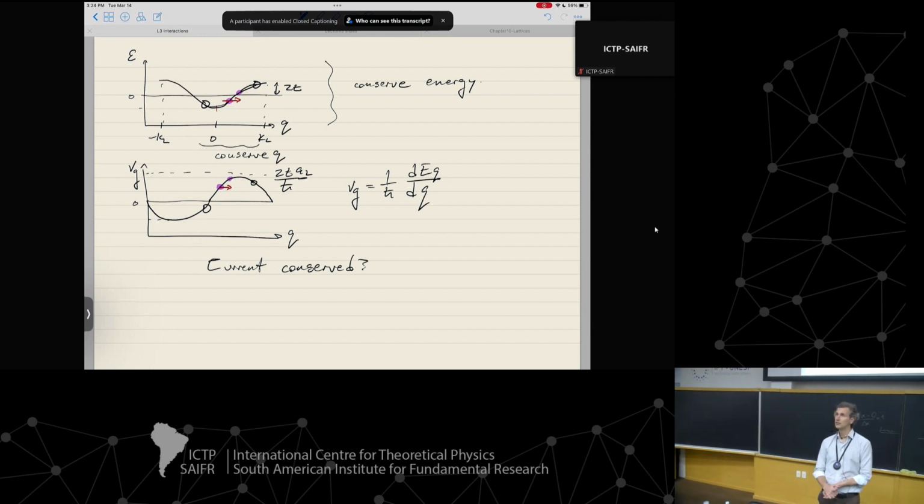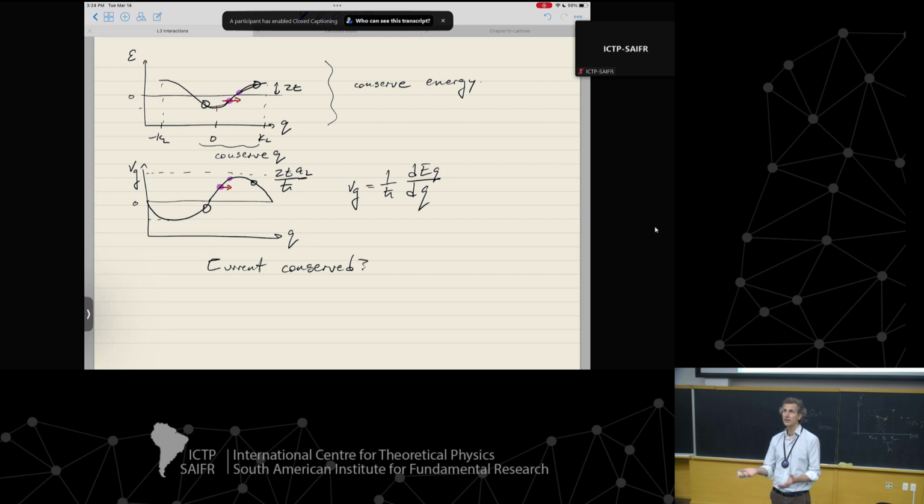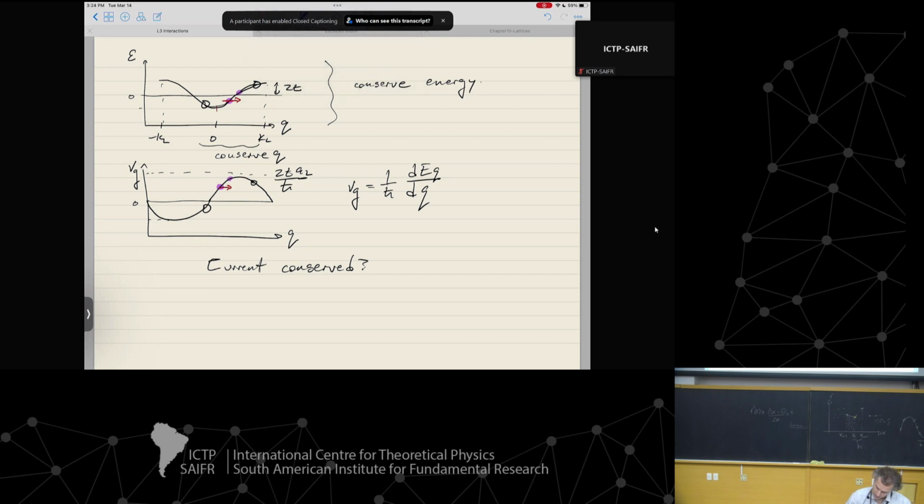Yeah, they might have a different group velocity. The initial current is going to be the velocity of particle 1 plus the velocity of particle 2, which is like the sine of Q1 plus the sine of Q2, whereas the final current, 3 plus 4, is equal to the sine of Q3 plus the sine of Q4.